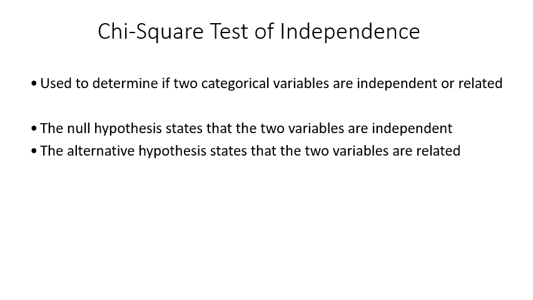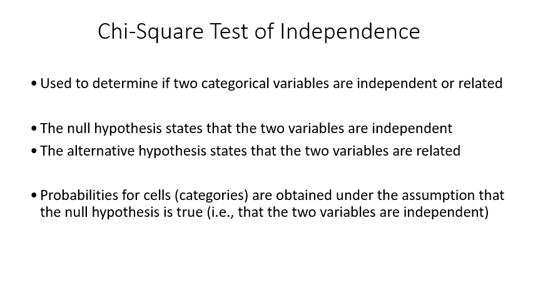The null hypothesis is basically just going to state that the two variables are independent, and the alternate hypothesis is going to state that they're related. The probabilities for each cell are obtained under the assumption that the null hypothesis is true. So when we calculate expected frequencies, we are going to calculate them in such a way that we are assuming that the null is true, in order to see if our observed values match those null expected frequencies.